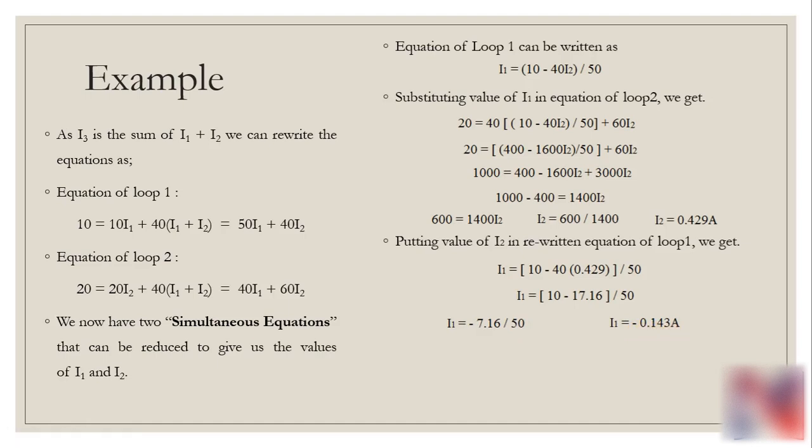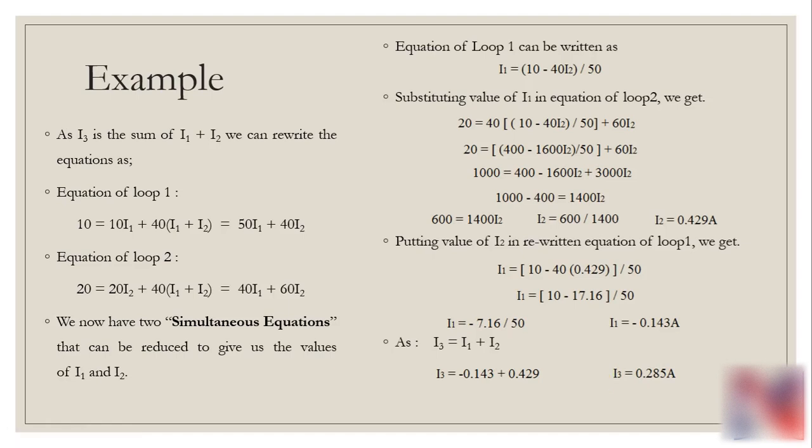Now we have to calculate the value of I3. I3 is written in terms of I1 and I2, so we have I3 is equal to I1 plus I2. I3 can be found as minus 0.143 plus 0.429. So we get the value of I3 is equal to 0.285 ampere.